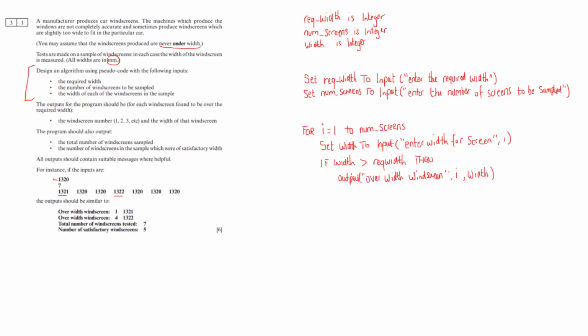Now I've said here output the overwidth windscreen, the position of the screen, that is the order in which you put it in, so that might be 1 to 7 using our test data, and then you've got the width of the windscreen that the person has entered.